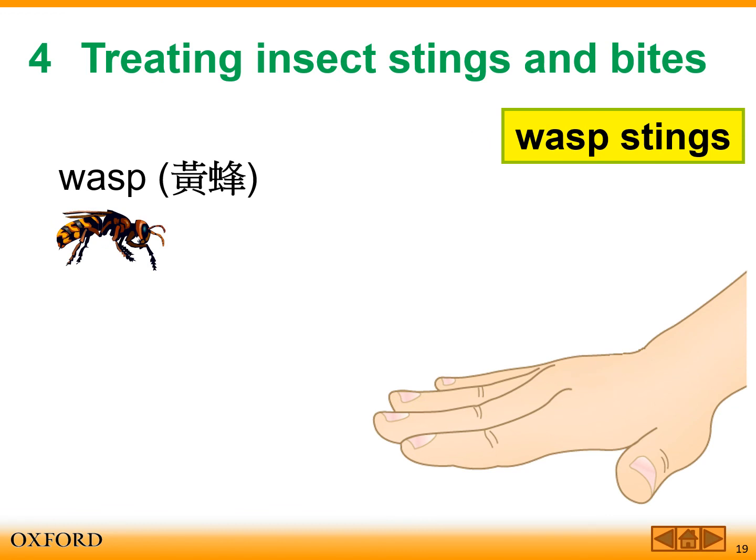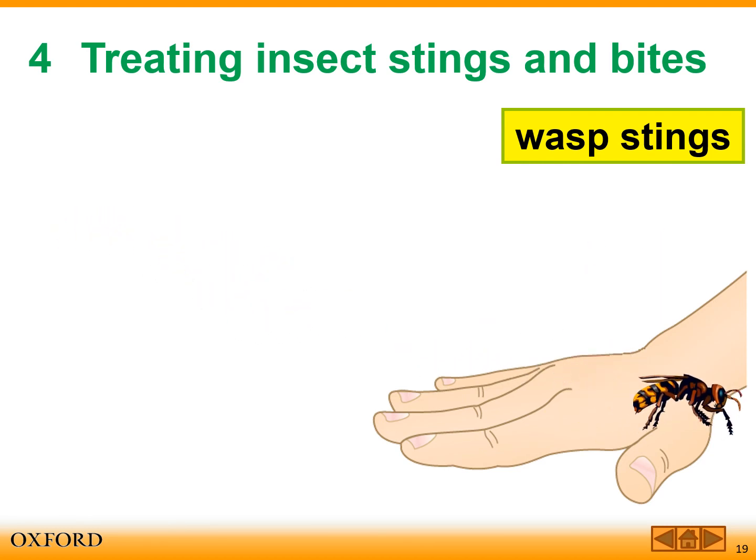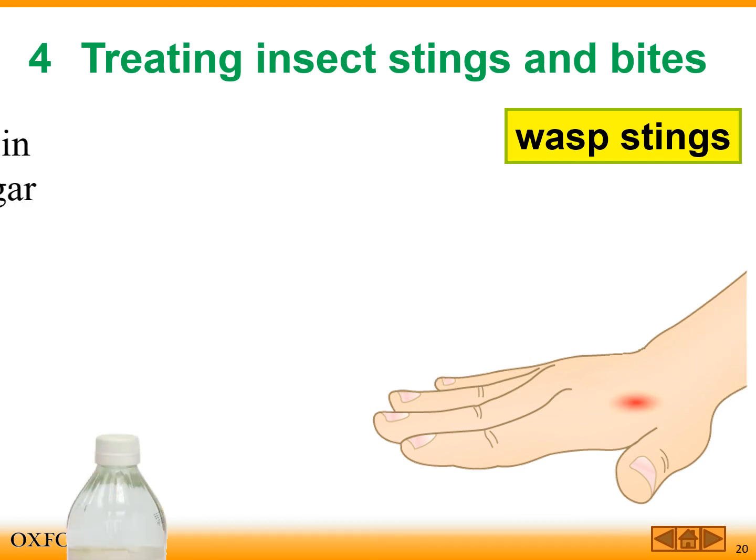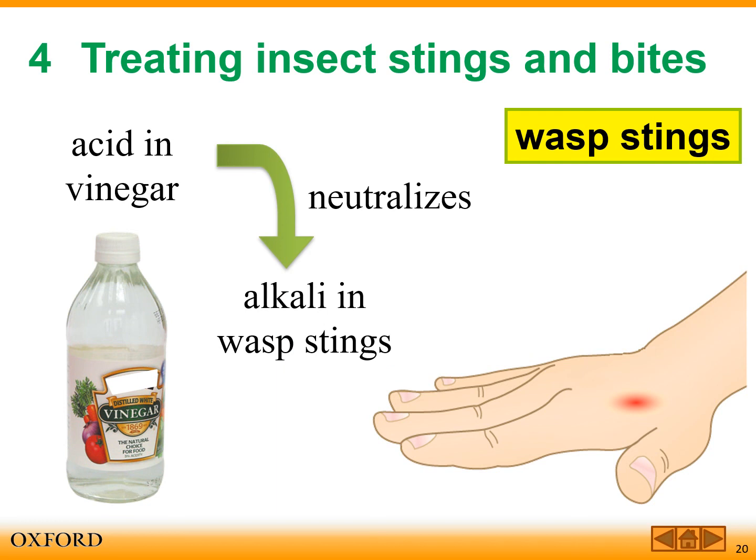For this one, we can treat the insect sting, such as wasp stings. Wasp stings are alkaline. We can apply acidic substance, such as vinegar, to neutralize the alkali in wasp stings. But actually, I will suggest if you are stung by a wasp, please go to visit the doctor because maybe there's some toxic substance.